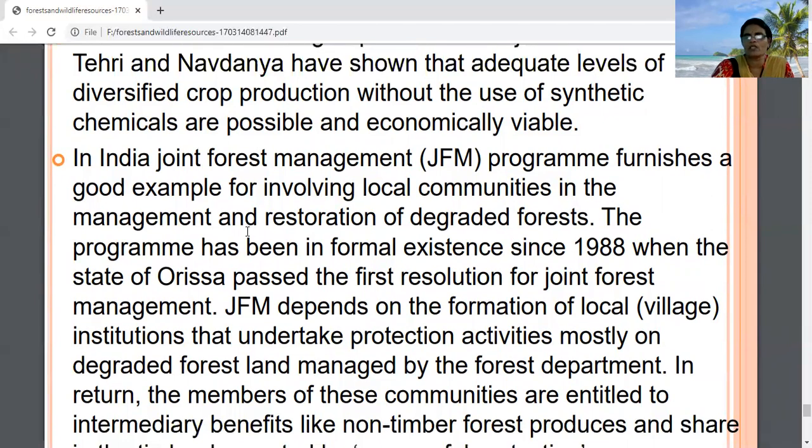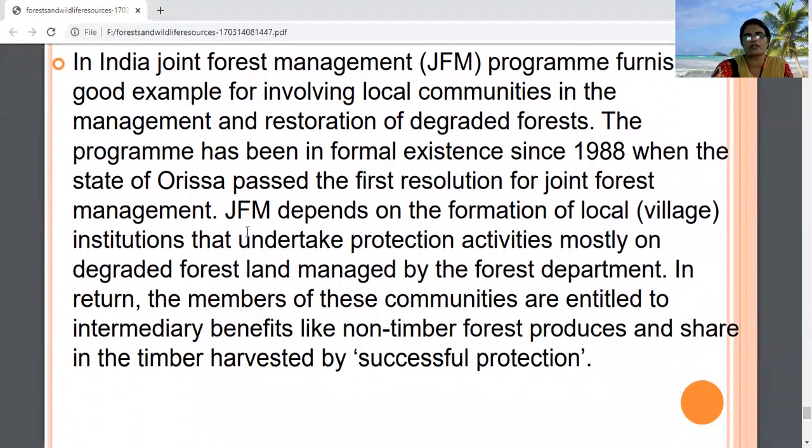It depends on the formation of local institutions, village institutions, which undertake protection activities mostly on degraded forest land managed by the forest department. See, here, village people undertake protection activities on degraded forests with the help of the forest department. That is joint forest management. Degraded forests will be protected by community people with the help of the forest department.